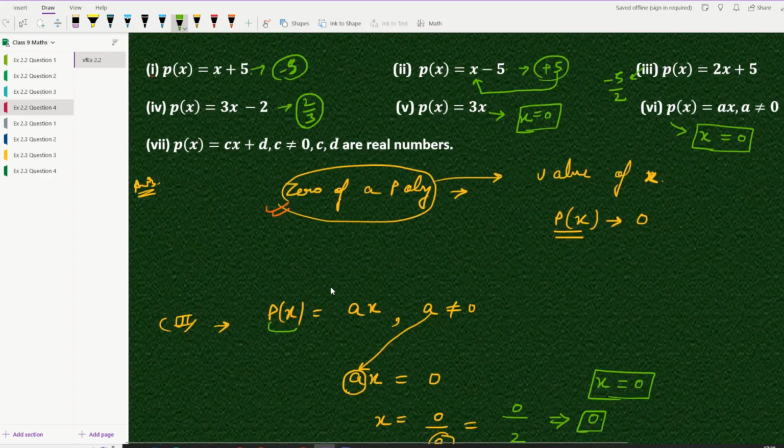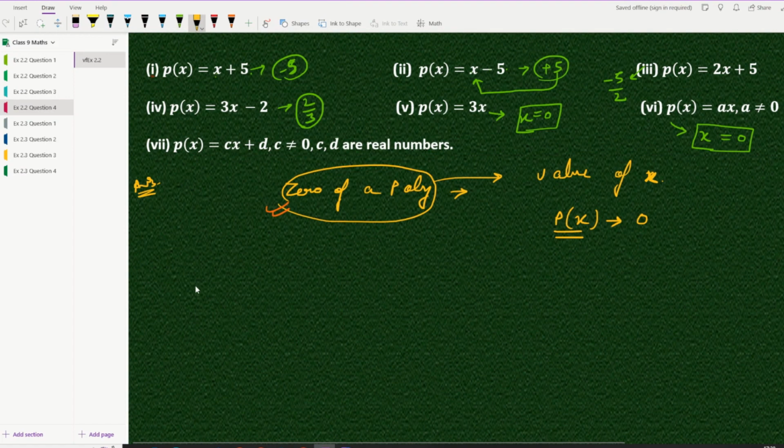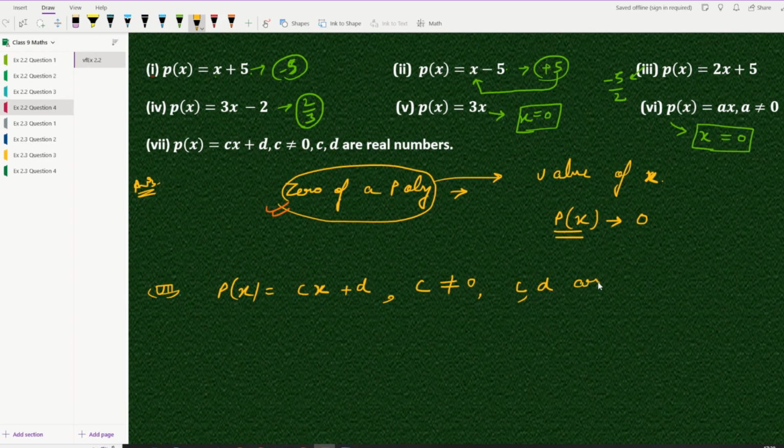Let us move to the last part of this, which says that we have got the polynomial px equals cx plus d. This is a polynomial, where c is not equal to 0. c and d are real numbers.